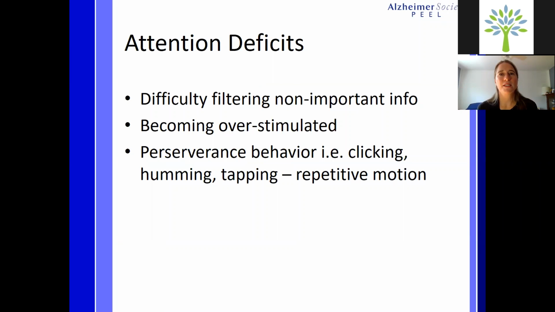Then we have our attention deficit. So for this person, sometimes we find that the person perseverates. They really get stuck. They're doing the same thing over and over again. So maybe the person is pacing about the unit for the duration of their waking hours, right? They're just doing laps of the unit. Or maybe the person is tapping or singing the same song all day long, right?